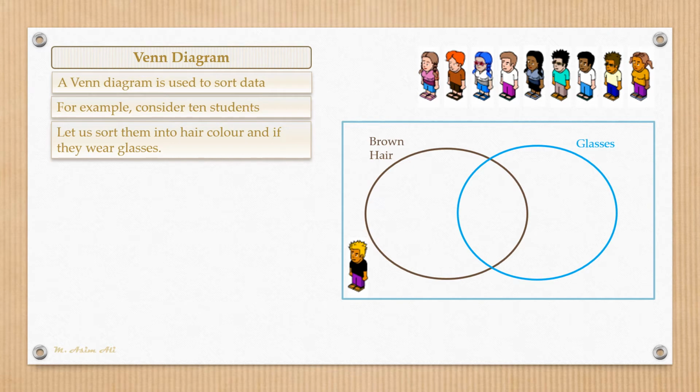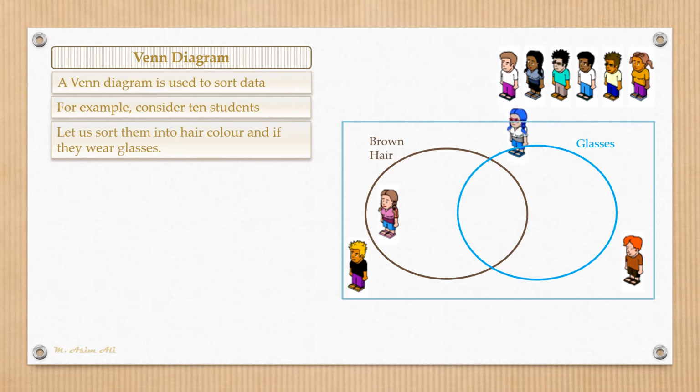The first student doesn't have any brown hair and doesn't wear glasses, so he's not going to enter any of the two sets, so we will keep him out. Next is a girl who has brown hair and she's not wearing glasses, so she will come in the set of brown hair. Make her stand here. Next is a student who neither has brown hair nor is wearing glasses, so we will make him stand outside of the two sets. Next is a girl who is wearing glasses. She should come in the set labeled glasses. So let's make her stand in the set.